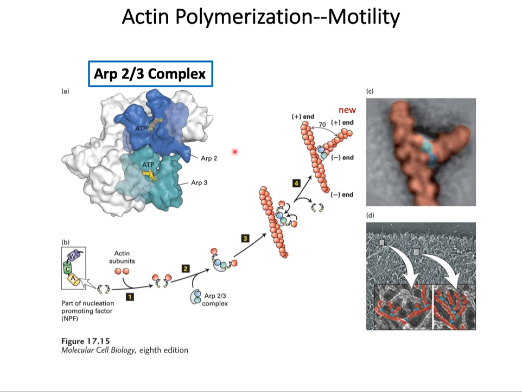It is the ARP2/3 within this complex that can mediate the branching that is going to generate the forces to drive the leading edge of the cell forward. So here are the steps. That is how ARP2/3 works.